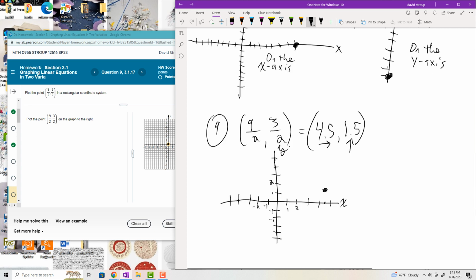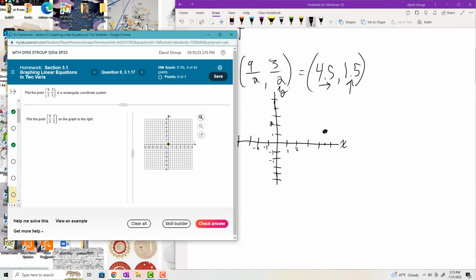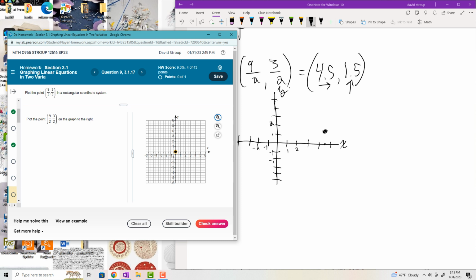But the idea is to convert your fractions into decimal form. So anyways, 1, 2, 3, 4.5, and then you're going to go up. There's 1, and then another 0.5.